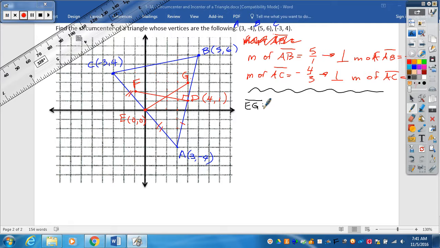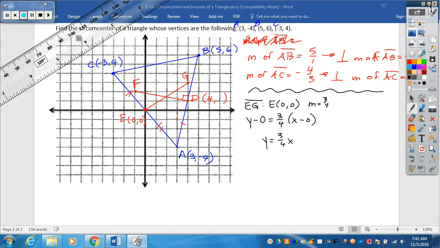For EG, we know point E is at (0, 0), and we know that the slope is a positive 3/4. So if I plug that into my point-slope form, y minus the y value equals the slope times x minus the x value, and we work this all out, distributing this, all we're left with is this right here. So that part was pretty simple.